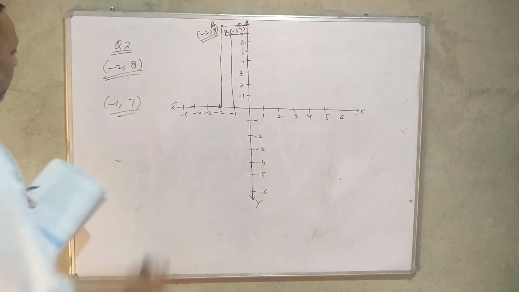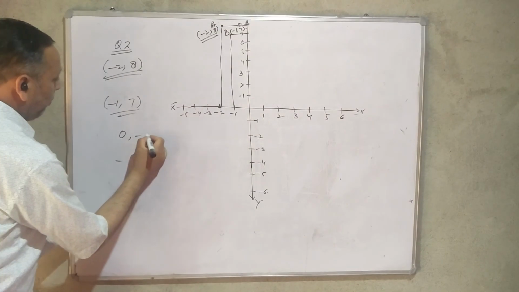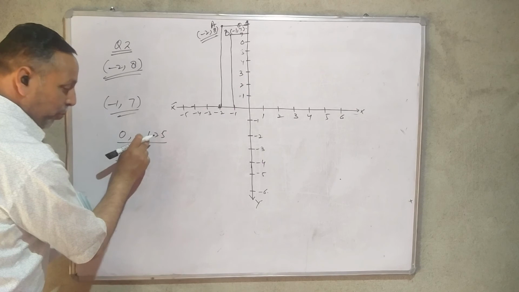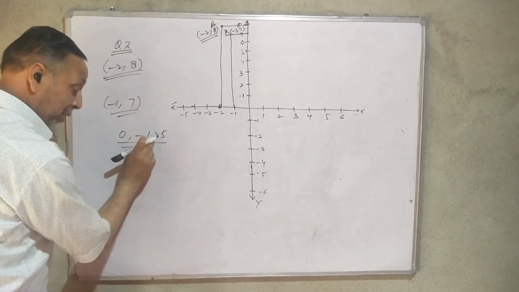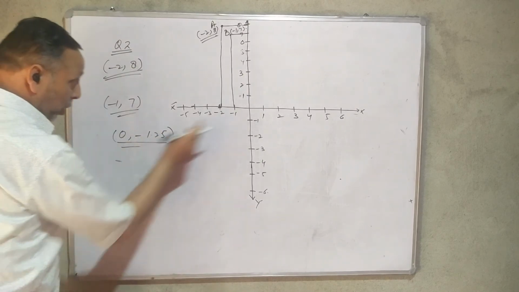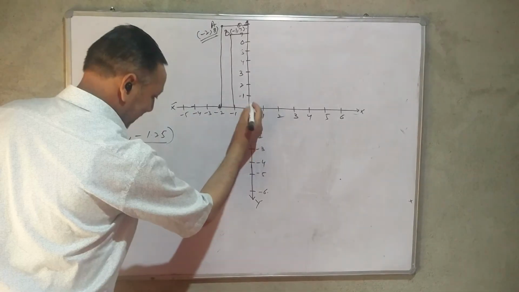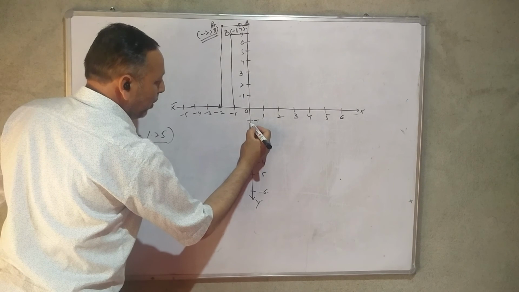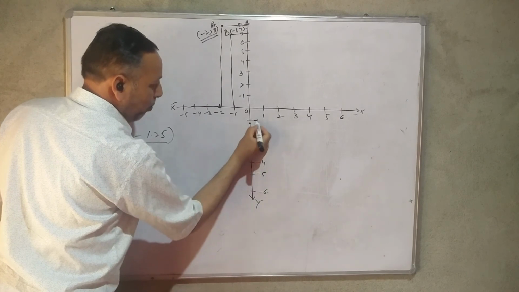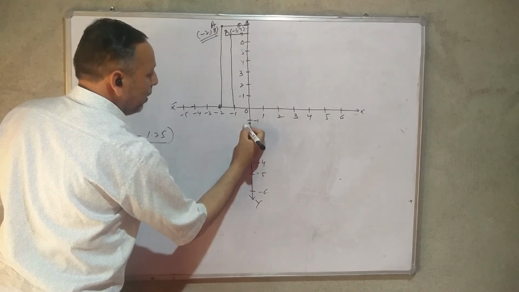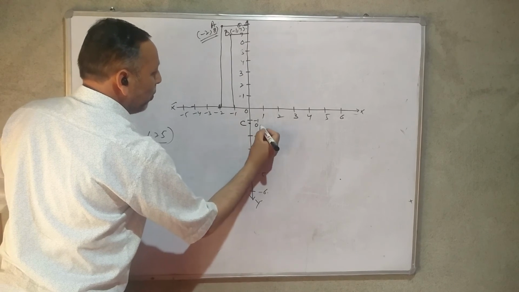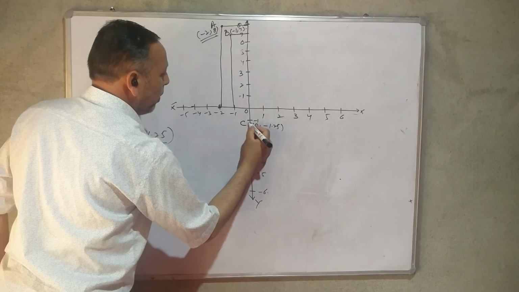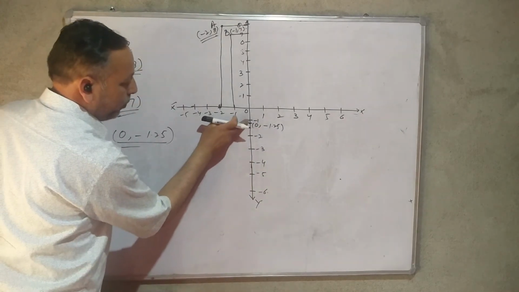Then (0, -1.25). X is 0 and y is negative. Therefore, the point will lie on the negative direction of the y-axis. It is 1.25, a little bit over -1. Let me name this as point C. This is 0 and -1.25 here, just below -1.